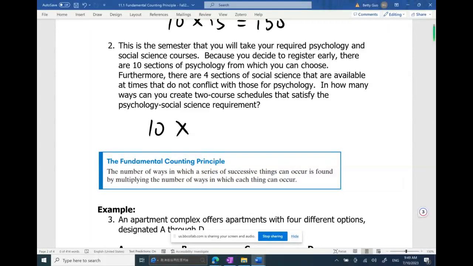If the order makes sense in the task, you have to do a certain step first, a certain step second, then you just follow the order. So the first step, psychology, you have 10 different options. Second step, to choose a social science course, you have 4 options. 10 times 4, 40. You have 40 different options to create a 2-course schedule to satisfy your requirement.